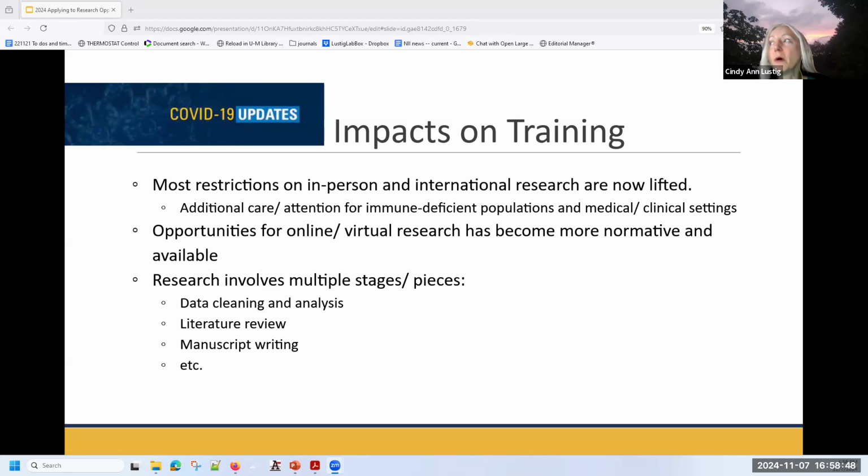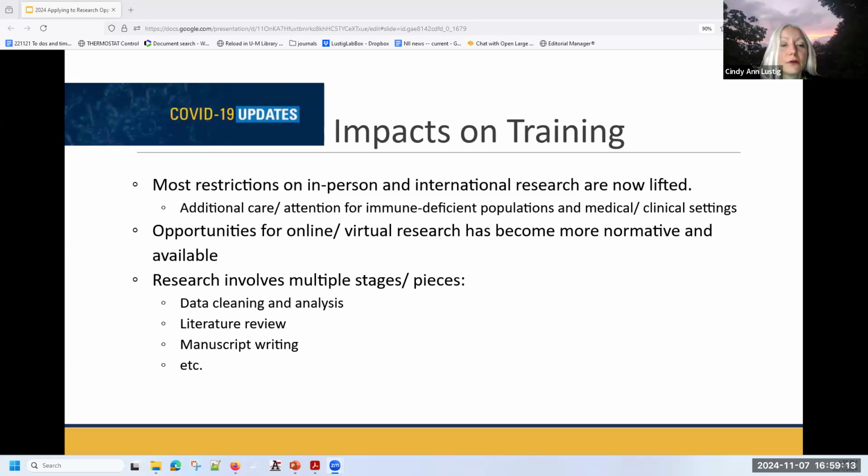Research often involves multiple stages and pieces. And so if you can build your skills along any of these, either in your classes or in your employment, or even just spending a little extra time online doing some tutorials. So data cleaning and analysis is a big one. All research labs use data. And so people who can work with data are going to be especially attractive.